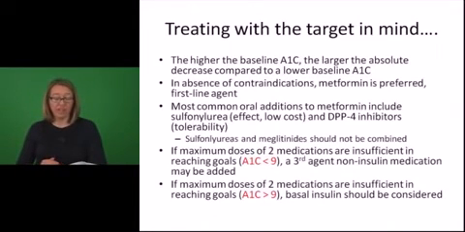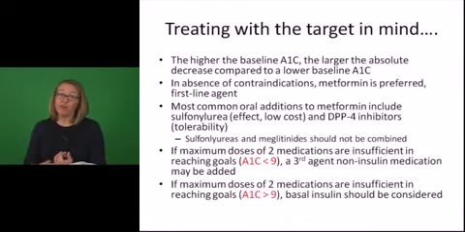Again, in absence of contraindications, that being a GFR of less than 30 mLs per minute, metformin is the preferred first-line agent for treating type 2 diabetes. The most common oral additions to metformin include a sulfonylurea because of its relatively strong effect, lowering A1C by about the same as metformin, 1 to 2%, and its low cost. Or the DPP-4 inhibitors because of their high tolerability.